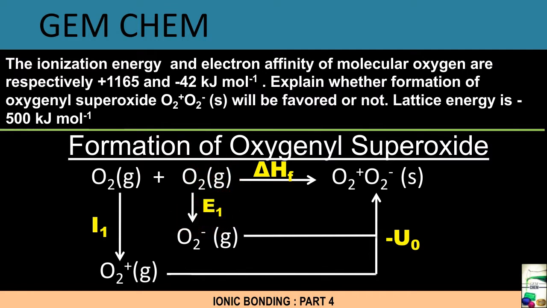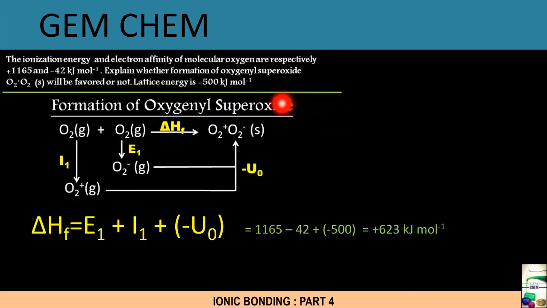This O2+ and O2- finally come together to form oxygenyl superoxide, and this process is the opposite of lattice energy, so lattice energy is given by minus U0. Now if we substitute these values here, then according to Hess's law we can write delta H formation is equal to I1 plus E1 plus minus U0, right?